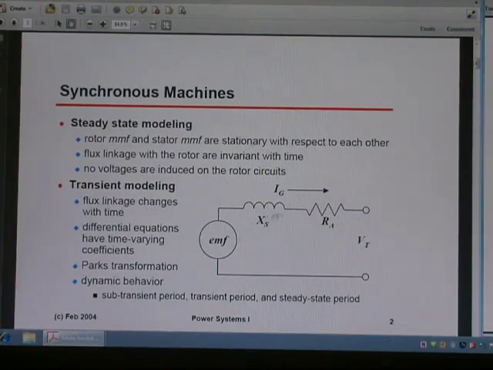So this is EMF, this is flux, this is current flow, this is the PD. Flux linkage changes with time. The differential equations have time-varying coefficients, passing through the transformation, showing dynamic behavior. There will be a transient period and a steady-state period. Those vary, and the behavior is a dynamic behavior.